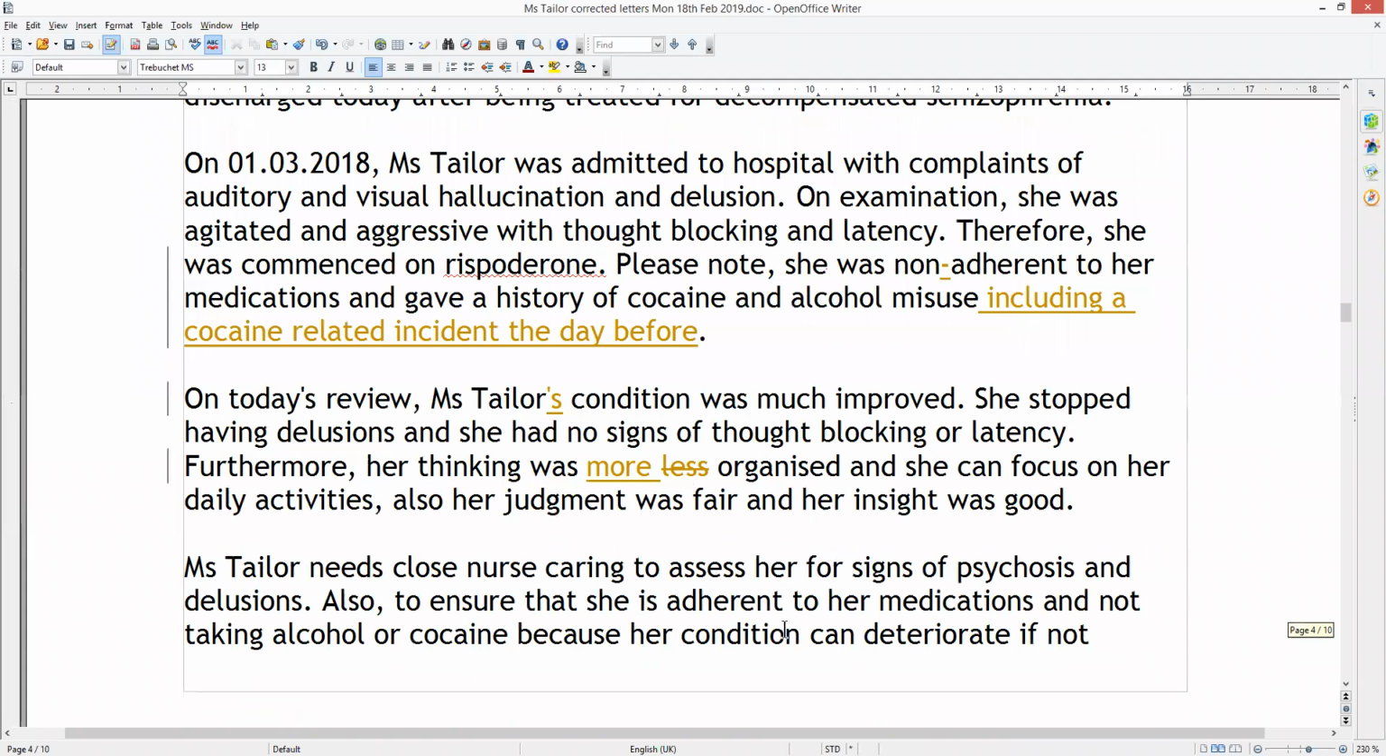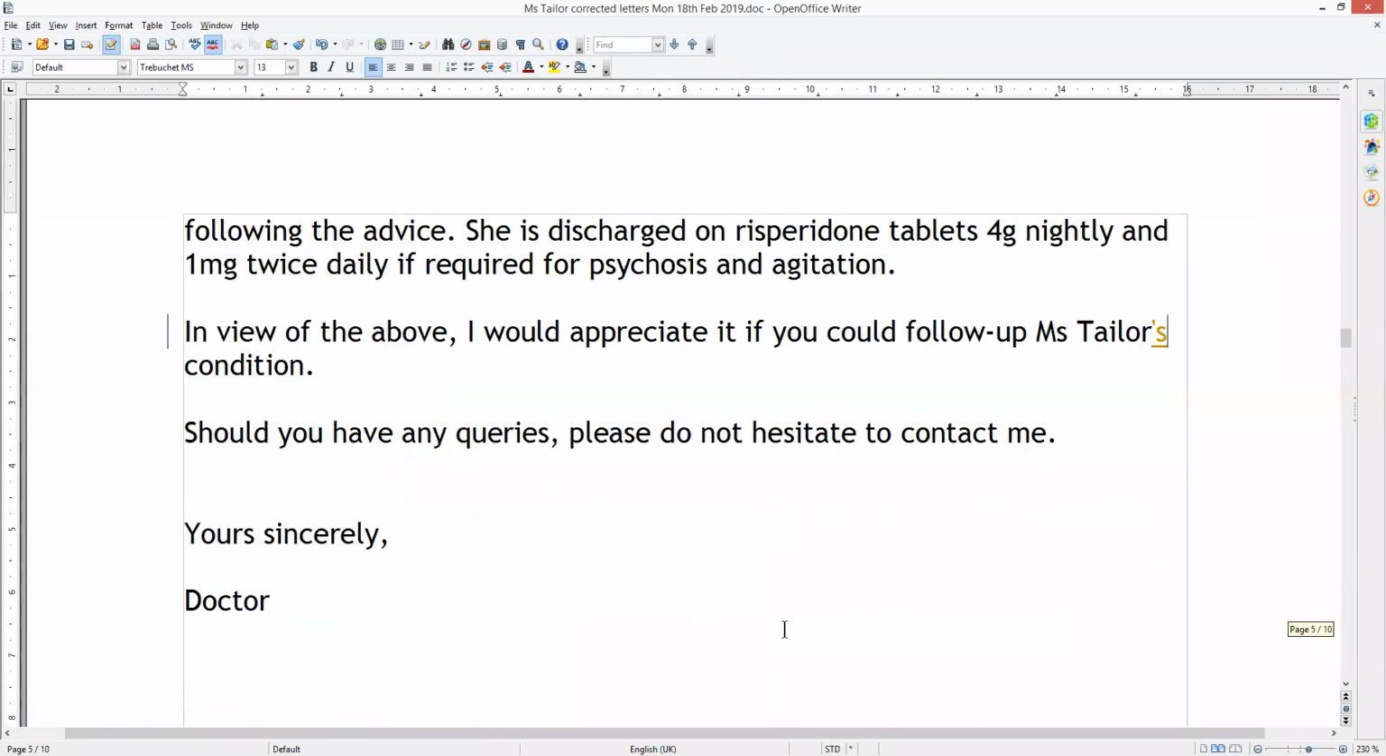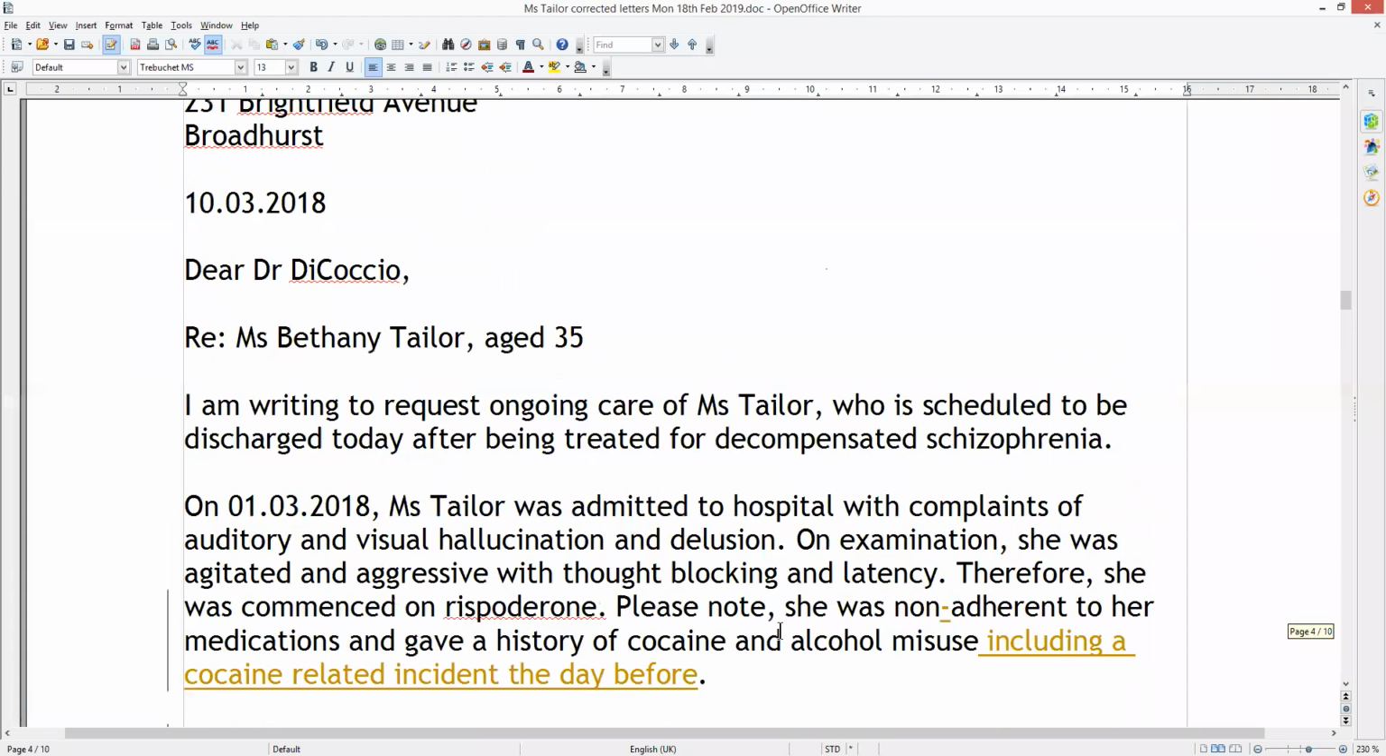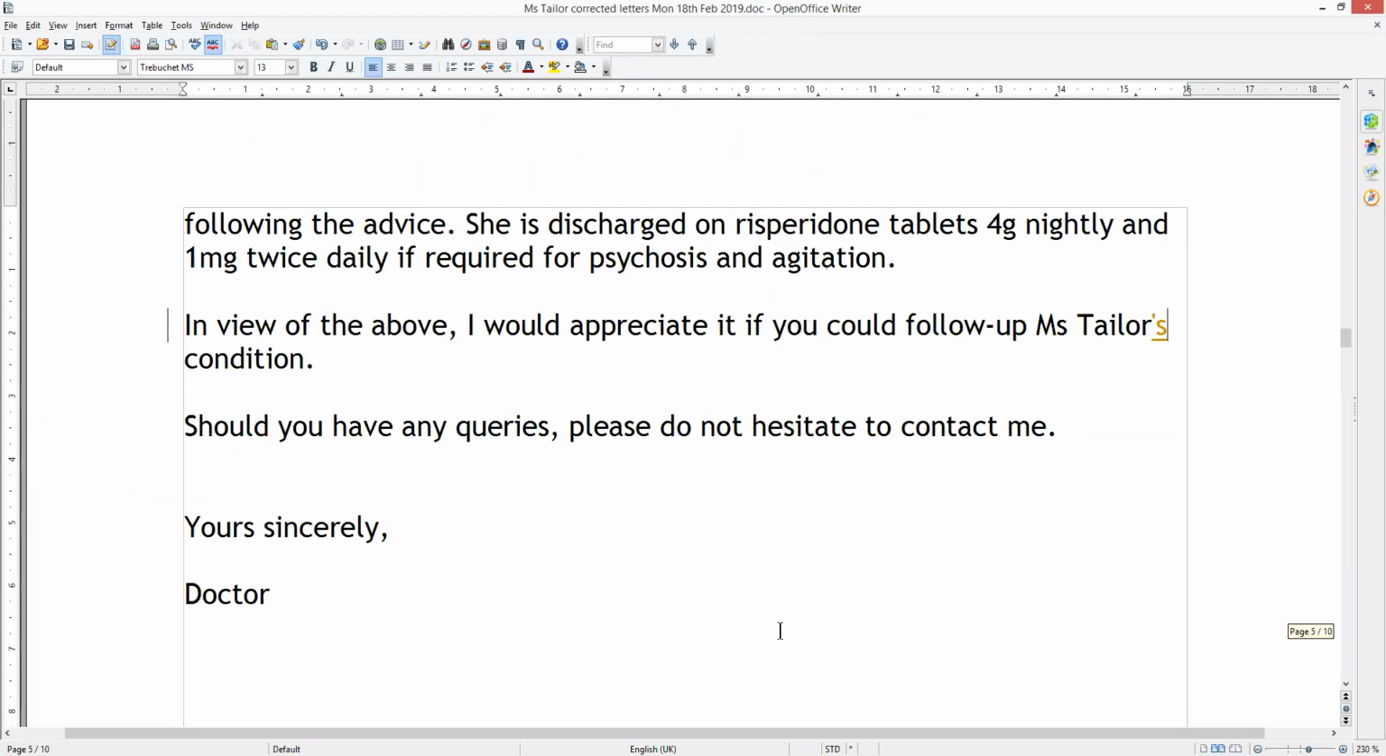So that isn't bad. That's pretty good. In fact, that is pretty good. She did not adhere. Well, no. If you're using simple past, it will be she did not adhere, or she was non-adherent. That would do fine. Not adherent.